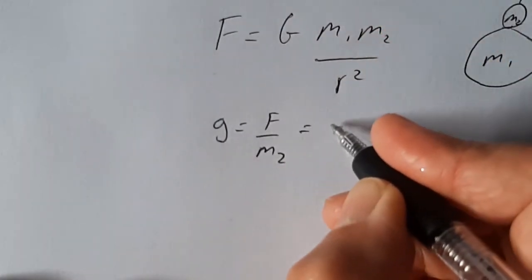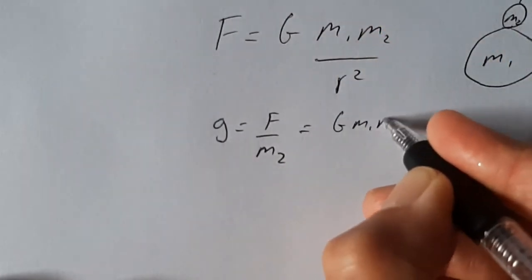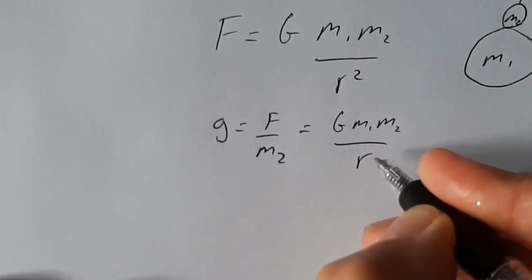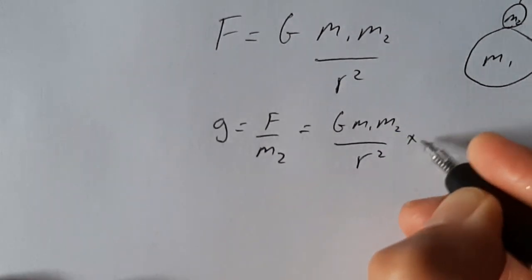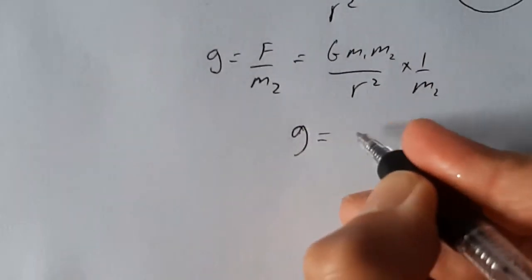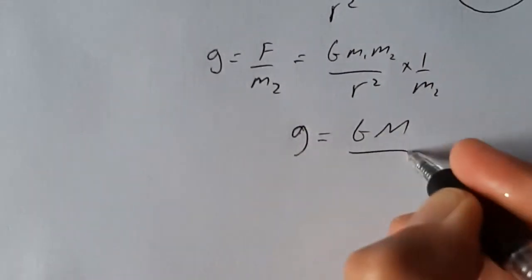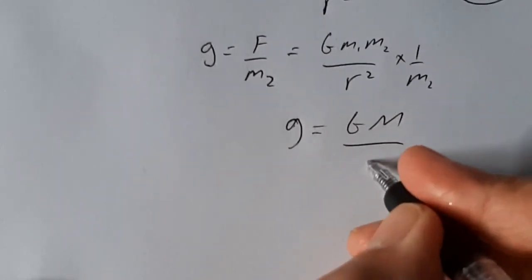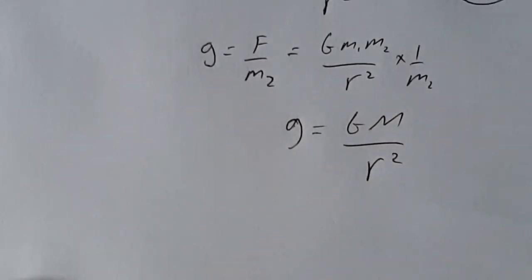So we get G M1 M2 over r squared times 1 over M2. I mean, that's me dividing by that M2. So we get the field strength due to an object of mass M that is a distance r away is GM over r squared. You can have a go now at doing some questions.